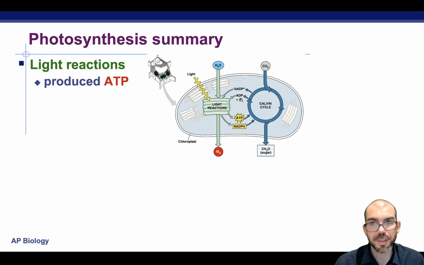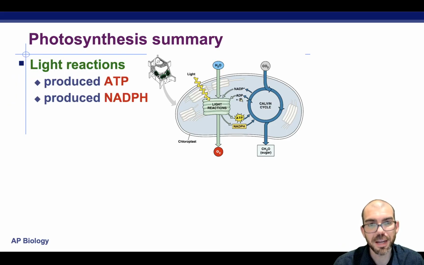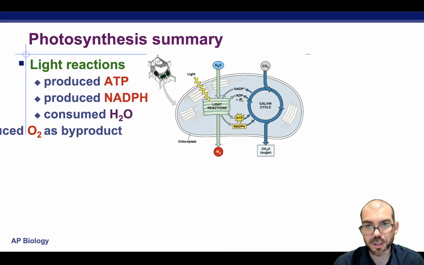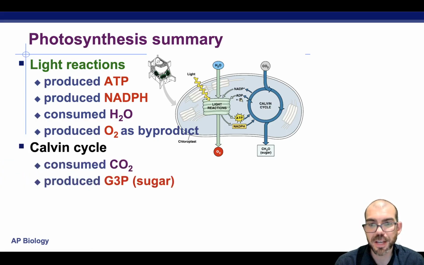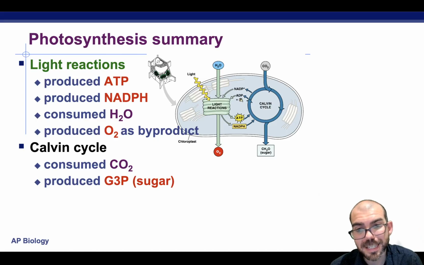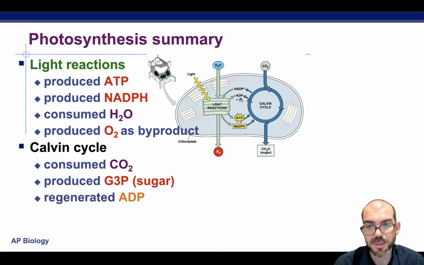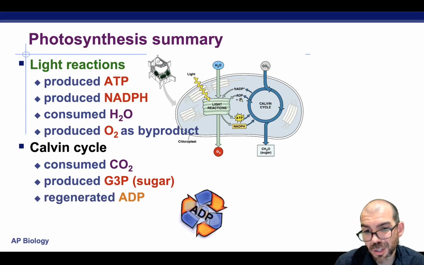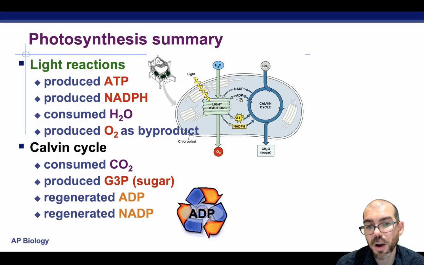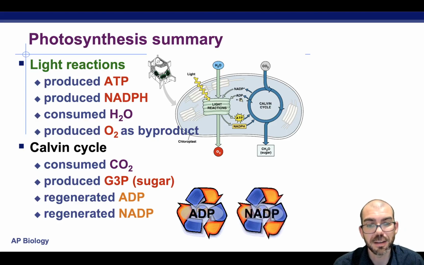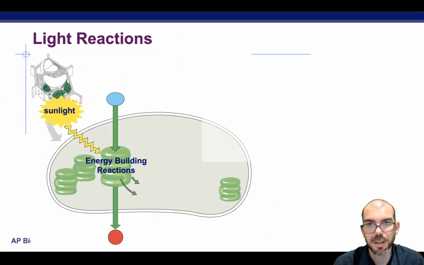So in summary, the light reactions produced ATP and NADPH, and consumed water to build a concentration gradient. To make that ATP and NADPH, oxygen came out as a waste product. In the Calvin cycle, we consumed CO2, we fixed it, and generated G3Ps. We had to use our ATP, so now we're left with ADP, and we had to use our NADPH, so we're left with NADP+.